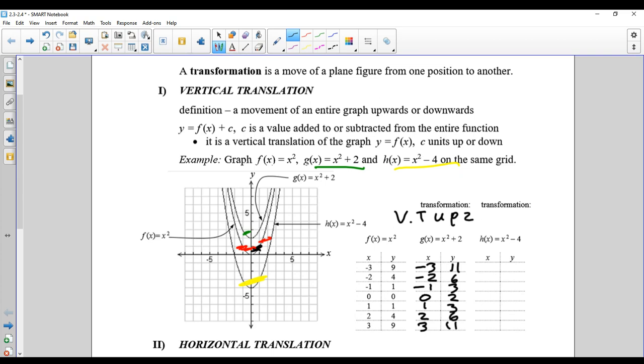X values don't get affected if all I'm doing is a vertical translation. Vertical affects my Y. So for my X values, I'm going to put them back the way they were: -3, -2, -1, 0, 1, 2, and 3.